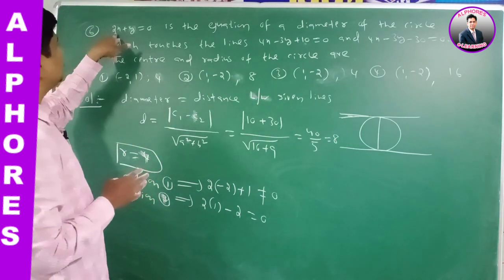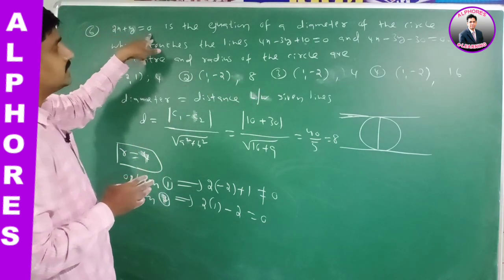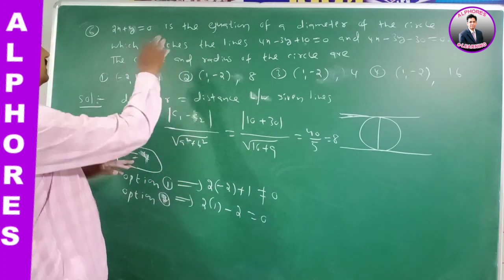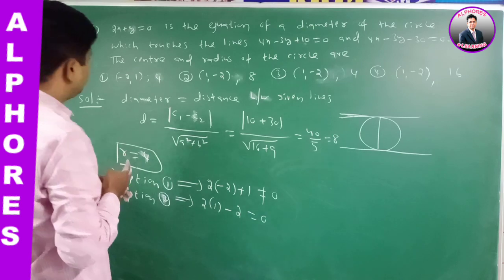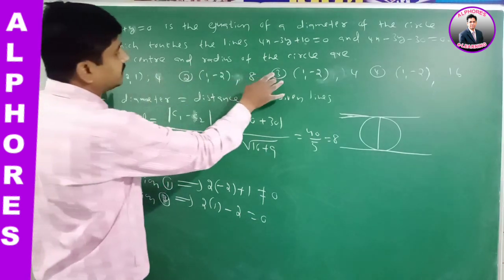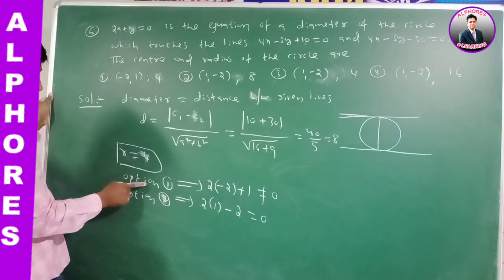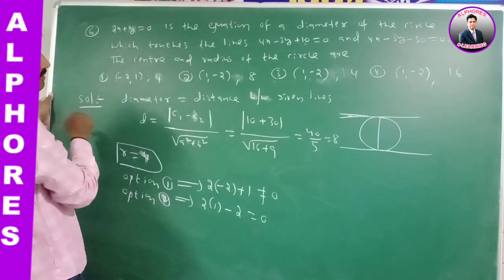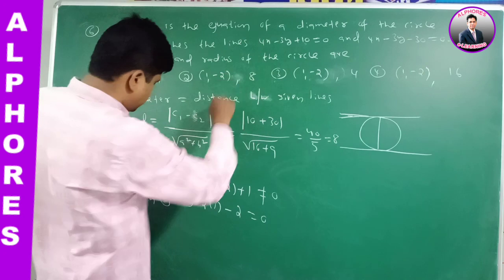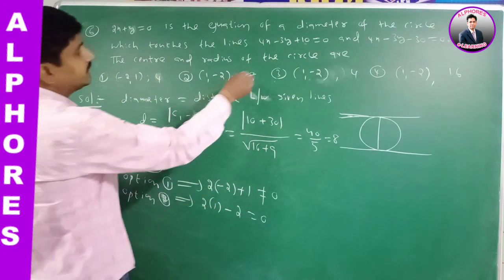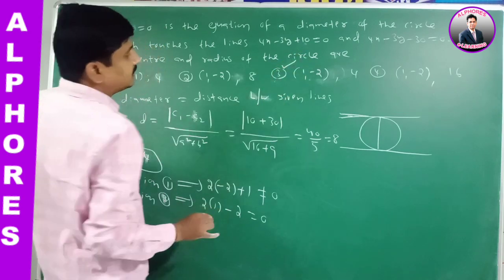Right, here in the question, 2x plus y equal to 0 is the equation of the diameter of the circle. The center must lie on the diameter. Therefore, we check the first option and third option centers. Here minus 2 comma 1 does not satisfy 2x plus y equal to 0. Here 1 comma minus 2 satisfies 2x plus y equal to 0. Therefore, option 3 is the correct option.